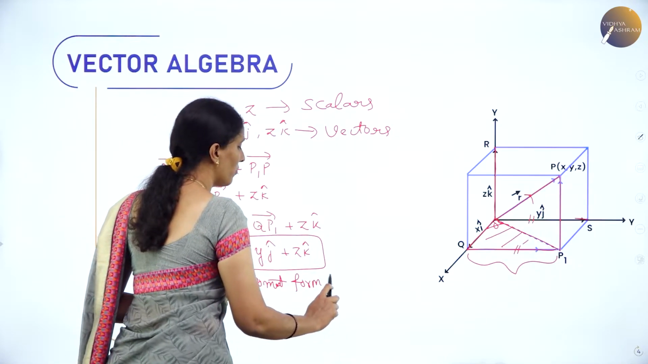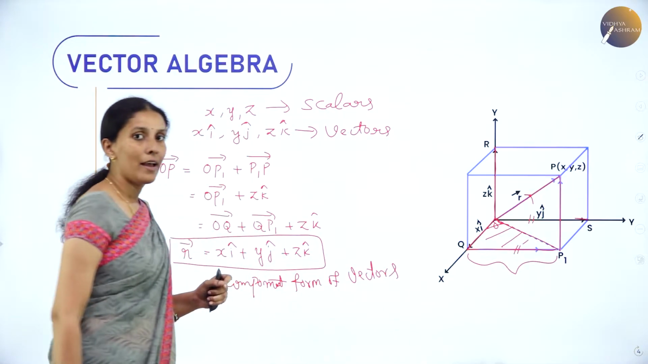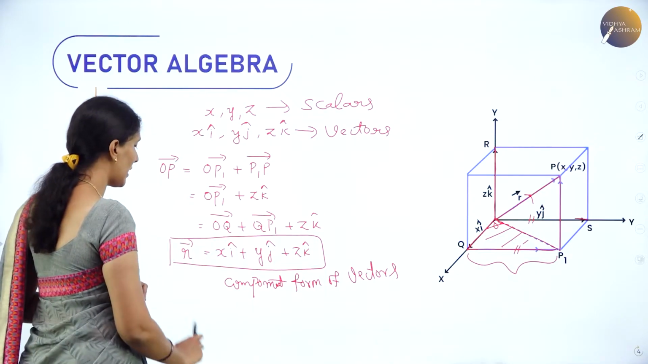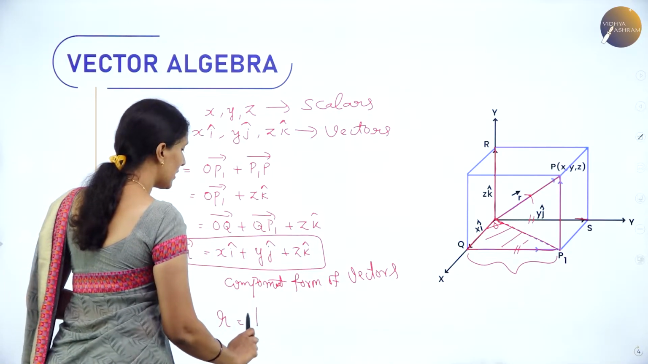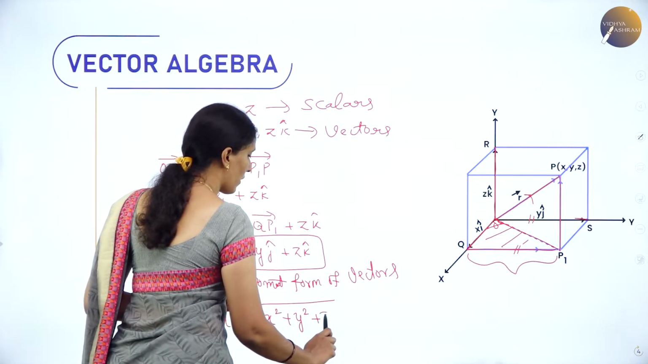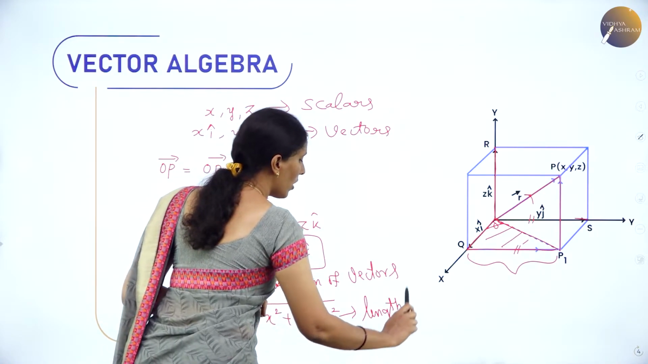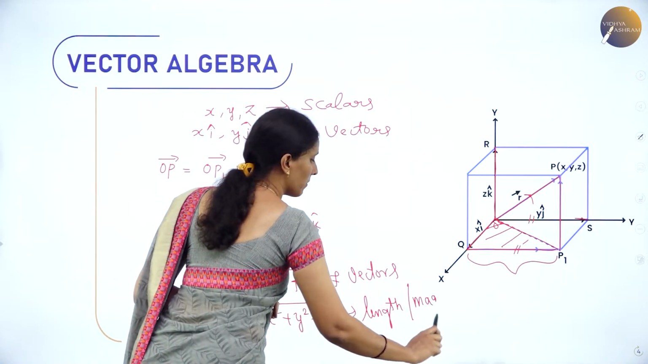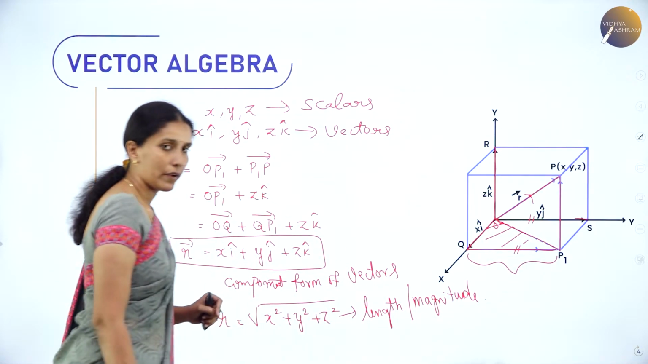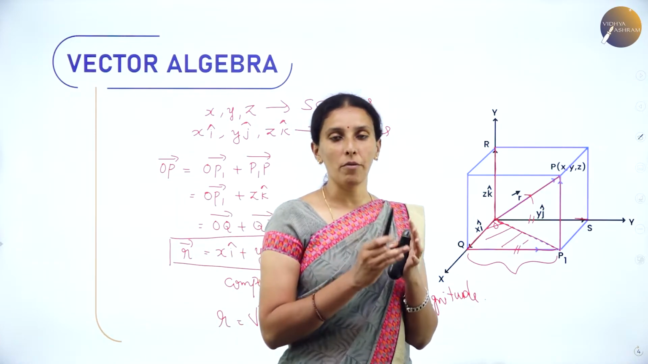Component form of vectors. Again, to calculate the magnitude of the vector, this is one and the same, that is r is equal to square root of x square plus y square plus z square. So this is the length of the vector, or the magnitude of the vector. This is same as usual as the position vector. So this is how we will express the component form of a vector.